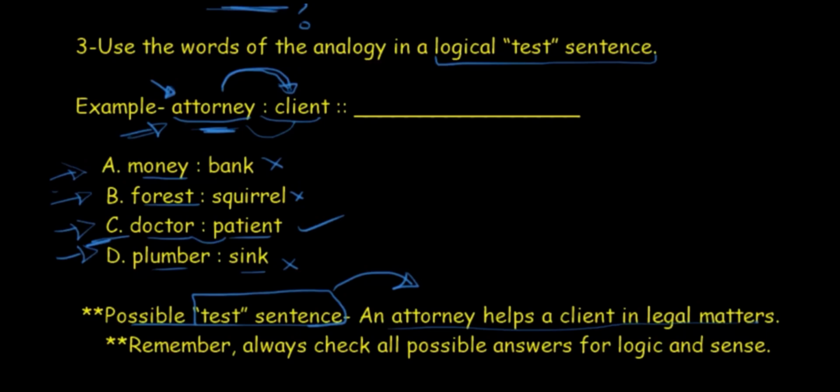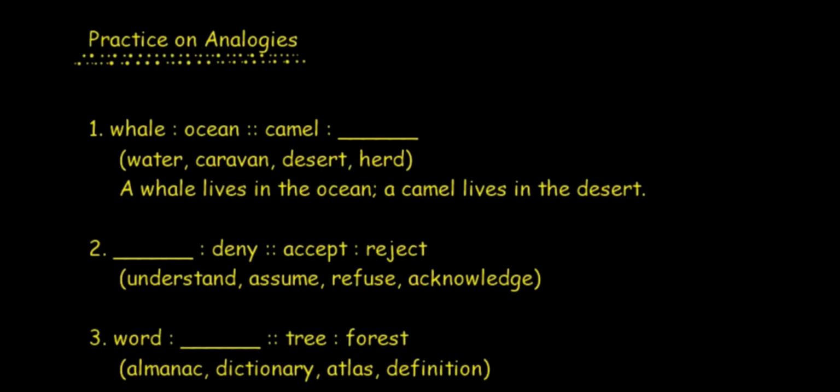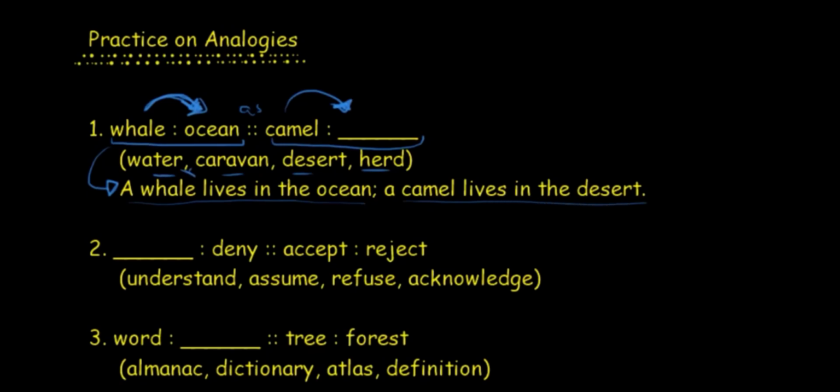So these are the 3 strategies you can use when you're attempting the analogies. Let's take a look at 10 questions in total only for today, and then we focus a bit more on this tomorrow and the day after. Let's start. Question number 1: whale is to ocean as a camel is to blank. You've got 4 options to choose from. The bridge sentence is: a whale lives in the ocean. So a camel lives in the water? No. In a caravan? No. In a desert? Yes. In a herd? Well, it moves around in a herd, it doesn't live in a herd. So the answer is desert.